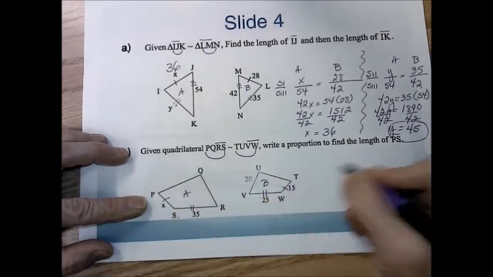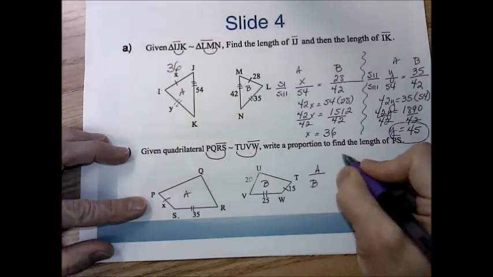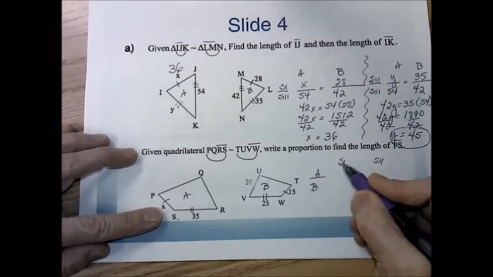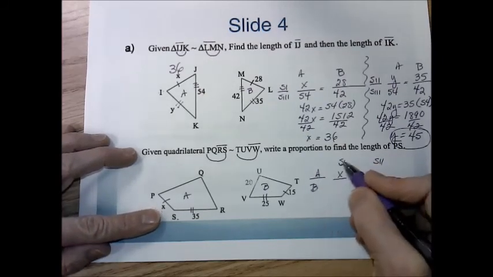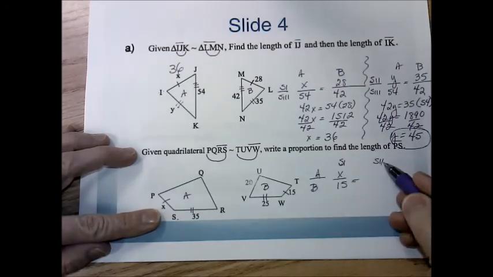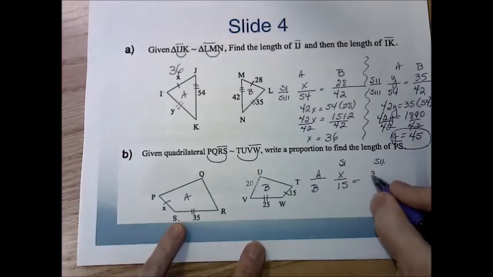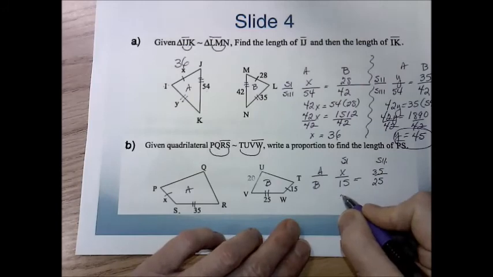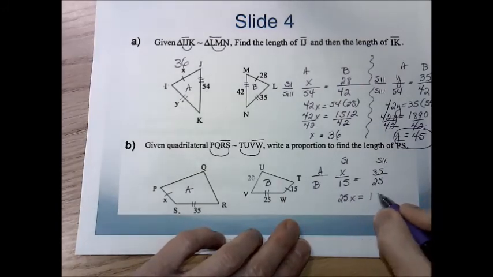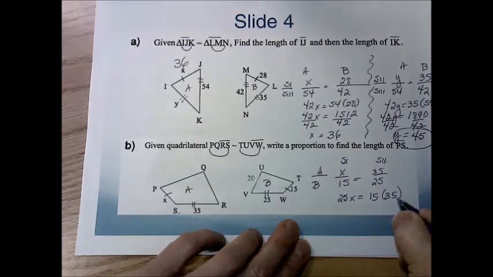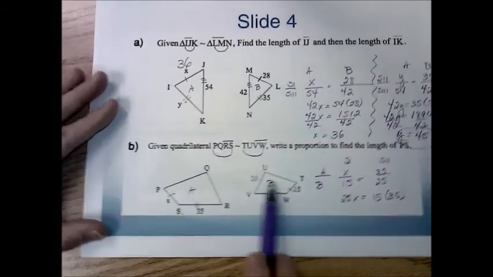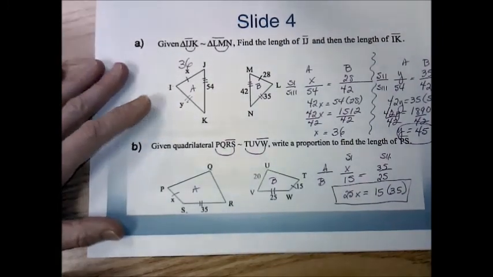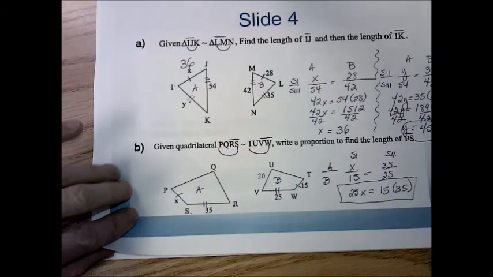So if we did A and B, we could do side 1 over side 2. A side 1 would be x. B side 1 would be 15. A side 2 would be 35, and B side 2 would be 25. So your cross products would be 25x equals 15 times 35. No matter how you set this up, you could be using different sides. This is what you have to end up with once you cross multiply your two proportions. Okay?